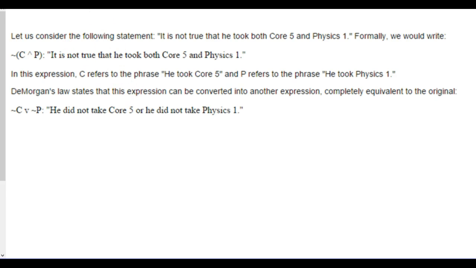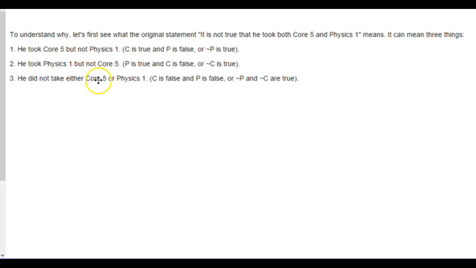So let's take a look at another one. He took Core 5 but not Physics. C is true, P is false. Or not P is true. He took Physics but not Core 5. P is true, C is false, or not C is true. And he did not take either Core 5 or Physics 1. C is false, P is false, or not P and not C are true.